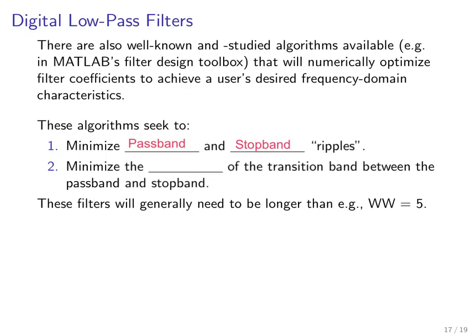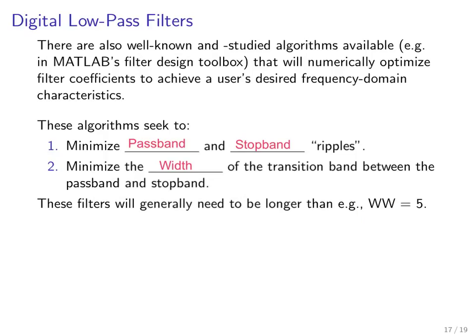Okay, so they seek to minimize passband and stopband ripples, and they also seek to minimize the width of the transition region between the passband and the stopband. So you want that to be as sharp as possible, and you want to have as small of ripples or errors in the passband and stopbands. These filters will generally need to be a fair bit longer than the window widths that we have illustrated here for moving average filters, such as this window width of 5, for example.